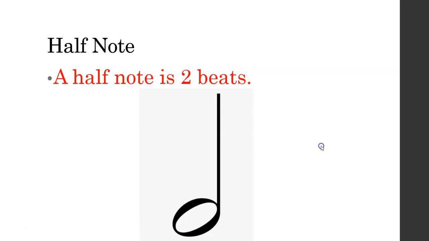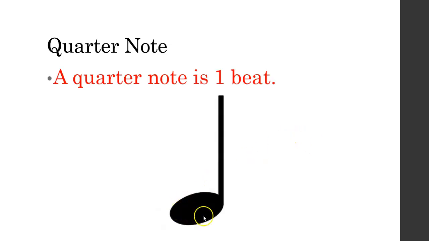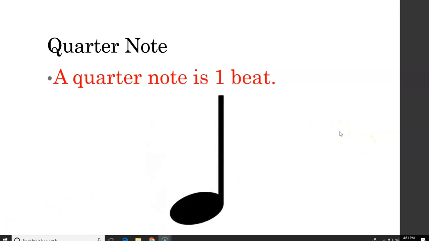All right, moving on, we have our quarter note. Now the quarter note is just worth 1 beat. It looks like if you were to take a half note, remember it's a circle with a flagpole on it, it's going to be colored in this time, and that's how you know it's a quarter note. So if I were going to sing a quarter note, I'm only going to sing for 1 beat.